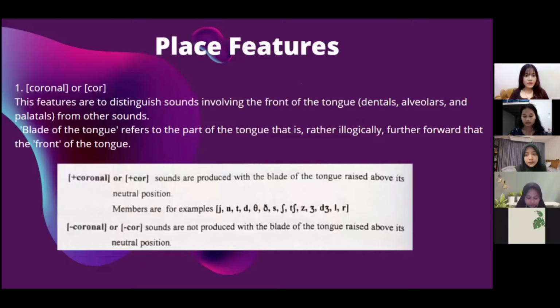Plus coronal, or plus cor, sounds are produced with the blade of the tongue raised above its neutral position. Members are, for example, j, n, th, d, and the others. And the minus coronal, or minus cor, sounds are not produced with the blade of the tongue raised above its neutral position.